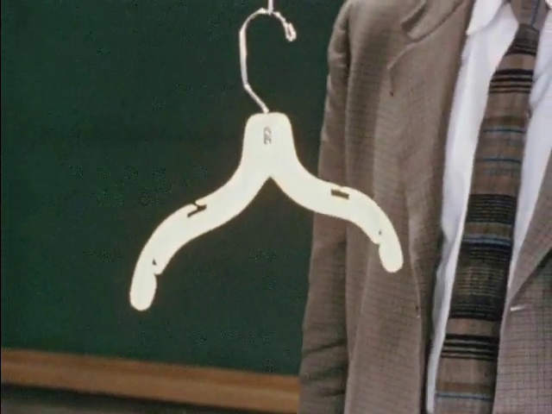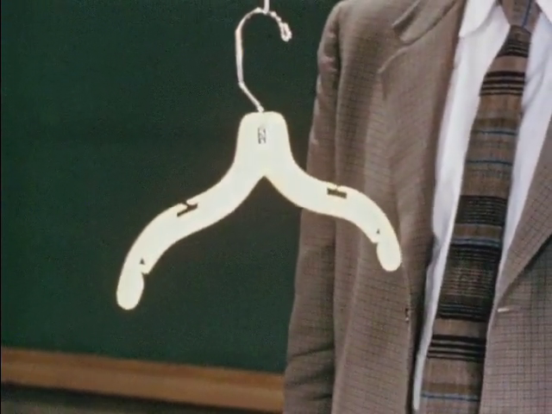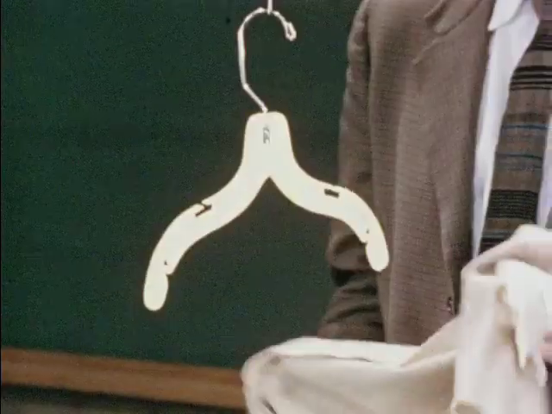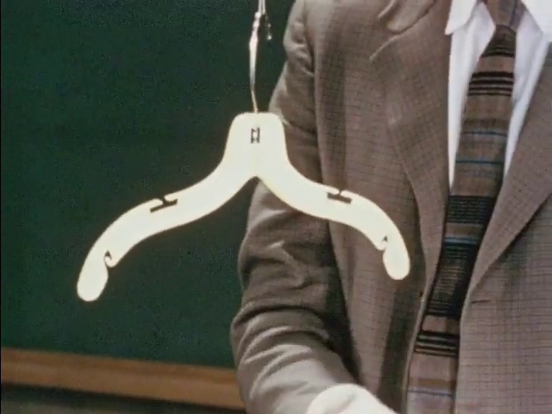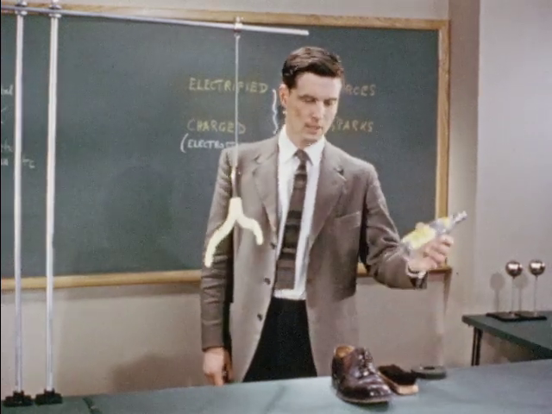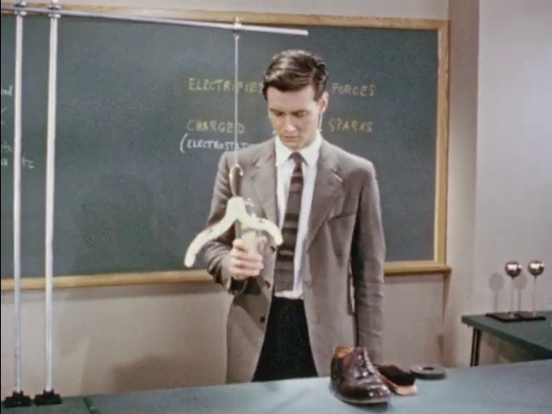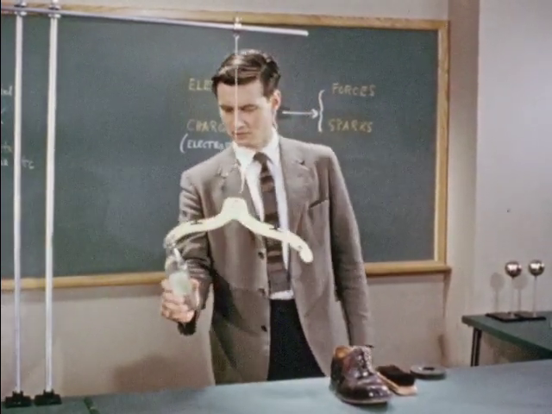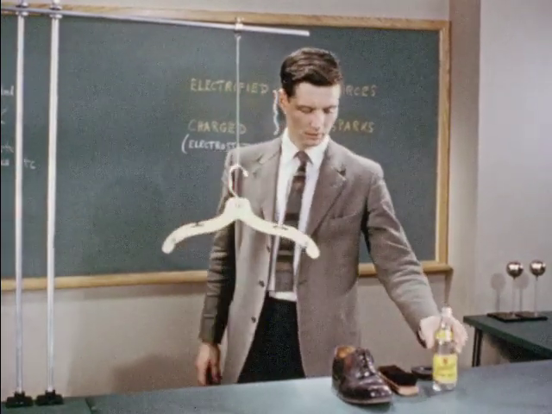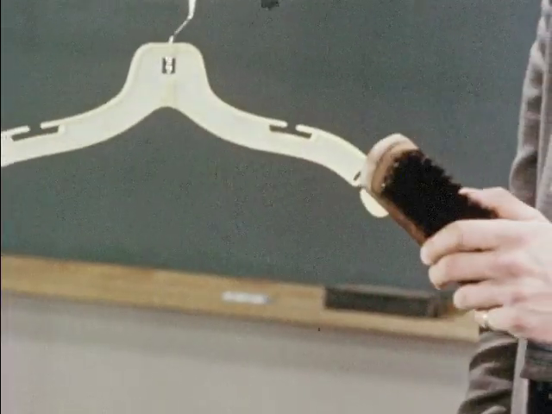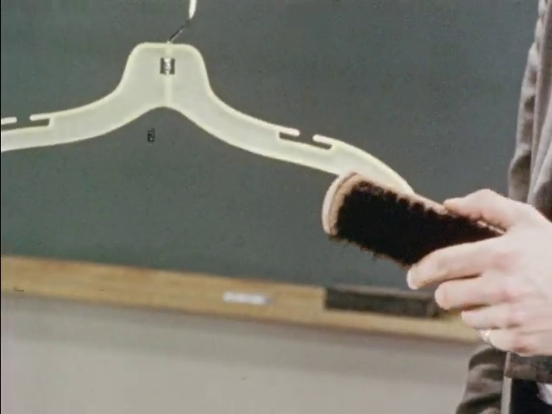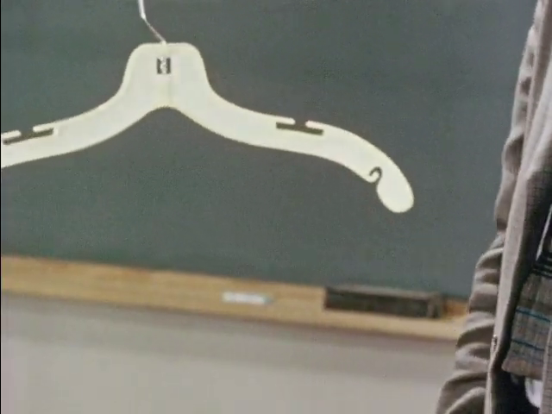But charged bodies attract not only uncharged conductors, like the knife, but insulators too. Here's a glass bottle. Or a wooden-handled brush. Or a leather shoe.